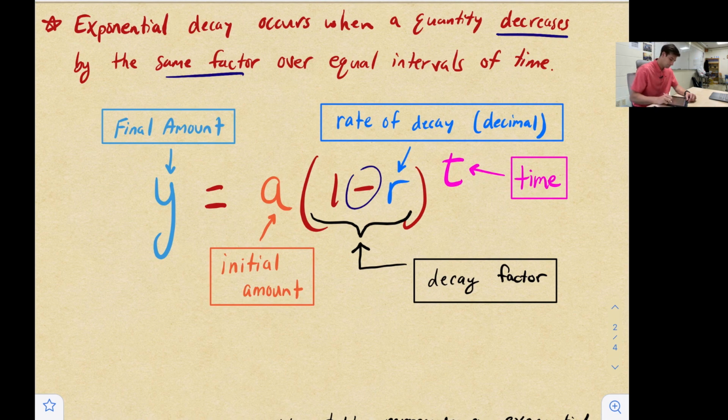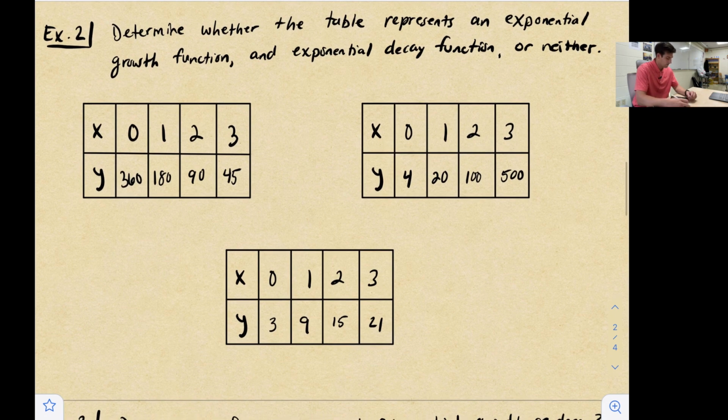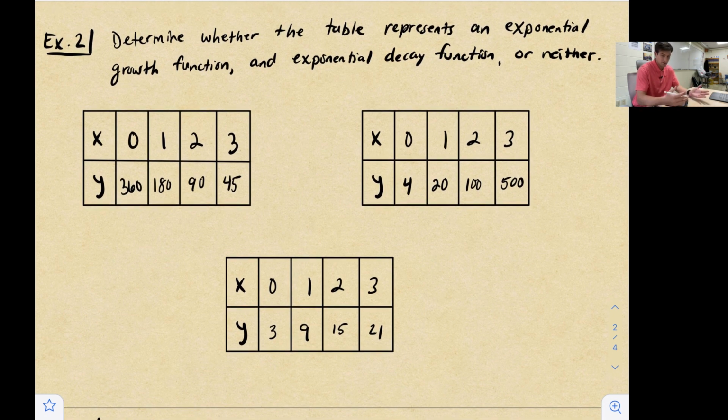Okay. All right, so let's determine whether these tables represent an exponential growth function, an exponential decay function, or possibly neither. So let's look at our first table. Our x values are just increasing by 1, right? Plus 1, plus 1, plus 1. And remember with exponential, we want to check to make sure, are we multiplying by a constant factor? So when I look at this, 360 to 180, 180 to 90, 90 to 45, it looks like we're dividing by 2, right? We are, but we want to talk about that in terms of multiplication.